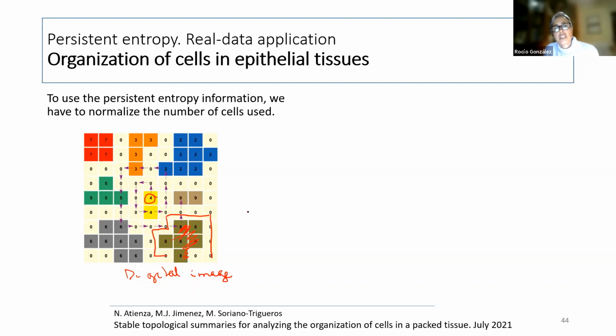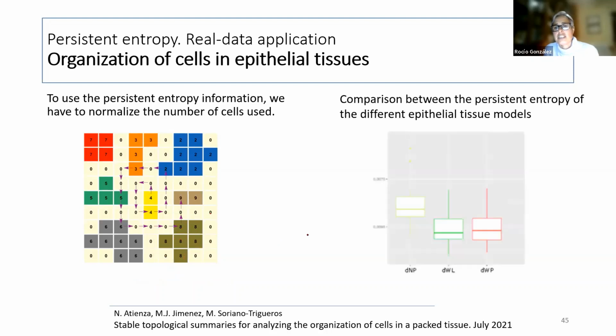Then we can do this with a set. We did this with a set of digital images obtained from epithelial tissues, and looking for the persistent entropy, we obtained that the persistent entropy of this epithelial tissue is very different from these two. Also, persistent entropy cannot differentiate these two tissues alone, but using other more complicated procedures that are explained in this paper, the authors are also able to differentiate these two tissues using persistent entropy and so on.